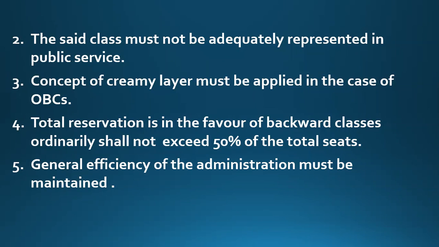So the fourth point was that total reservation in favor of backward classes ordinarily shall not exceed 50% of total seats. So the Supreme Court said that the total reservation in favor of all the backward classes shall not exceed 50% of the total seats. For example, if there are 100 vacancies for any government job, then the government can provide reservation at max for 50 seats, or less than that. The government cannot provide reservation for 51 seats.